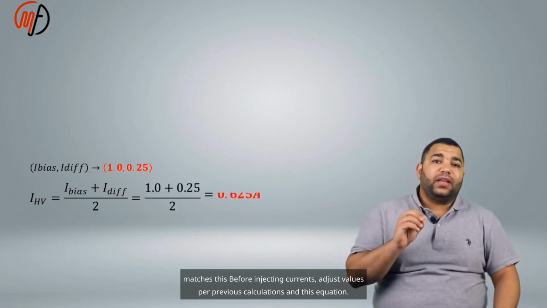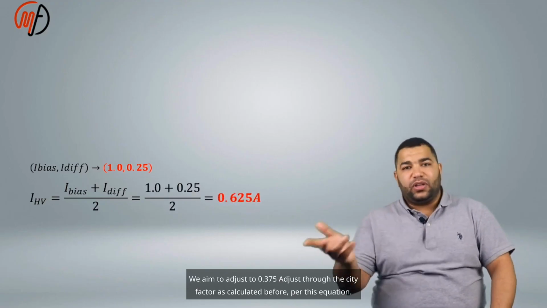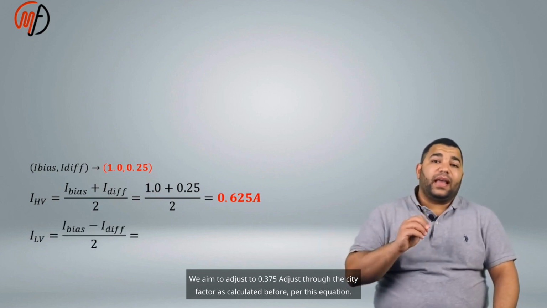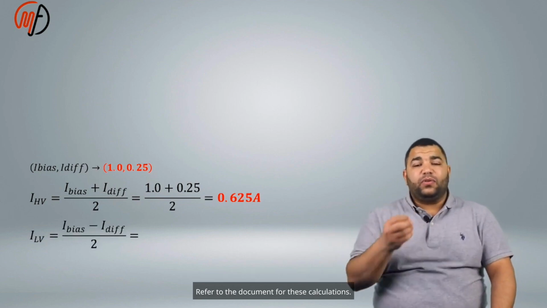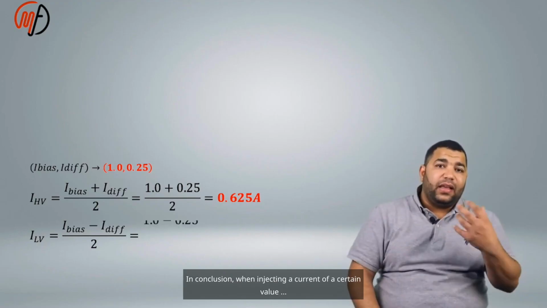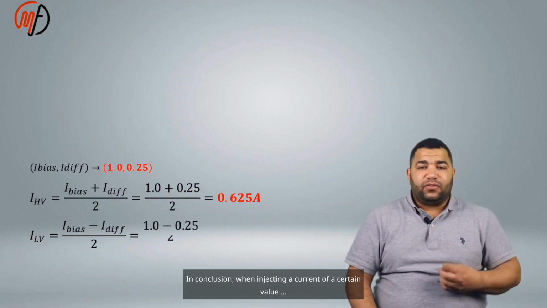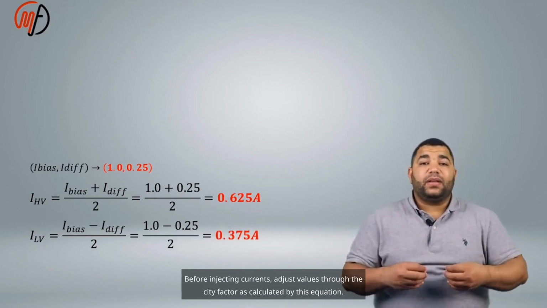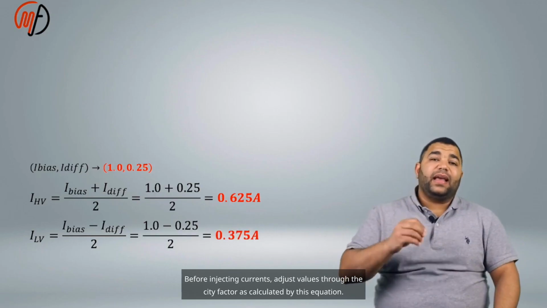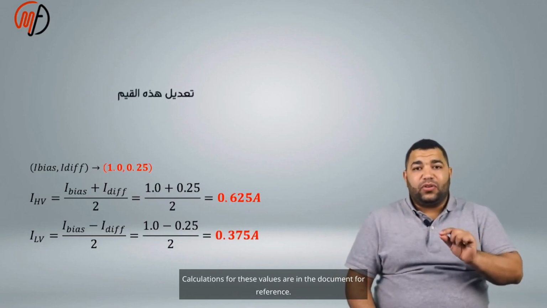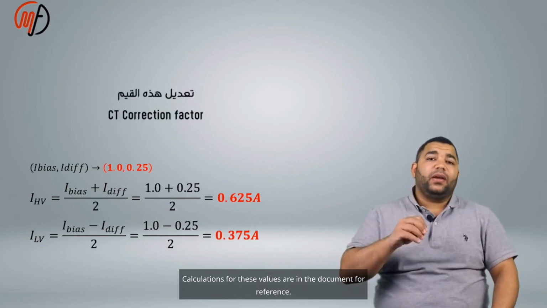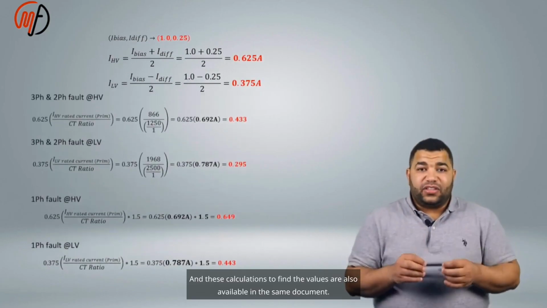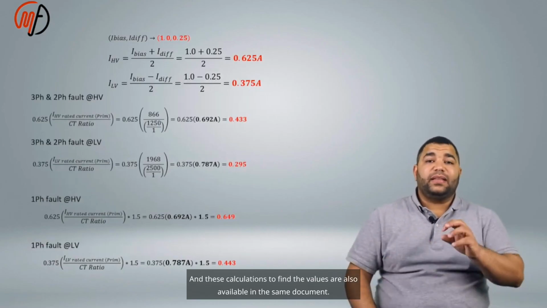Before injecting currents, adjust values per the previous calculations and this equation. We aim to adjust to 0.375. Adjust through the CT ratio factor as calculated before per this equation. Refer to the document for these calculations. In conclusion, when injecting a current of a certain value, we need to adjust to 0.375 before injecting currents. Injecting a current will result in 0.433, and the calculations to find these values are also available in the same document.